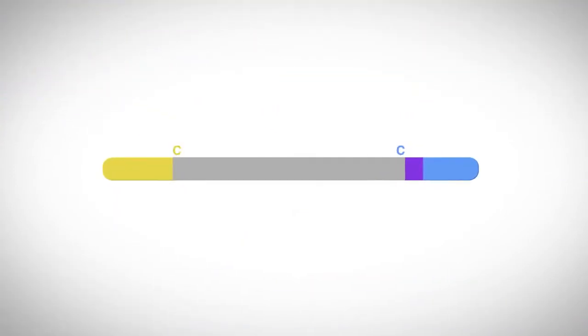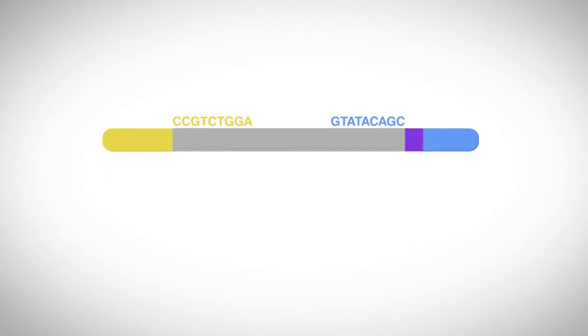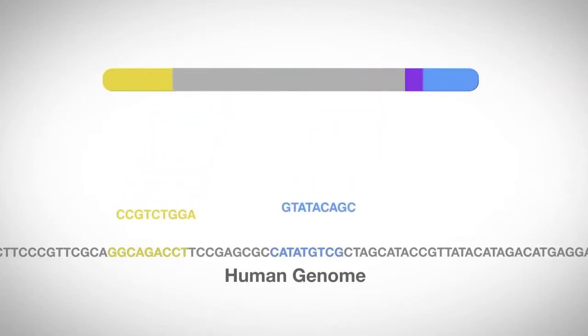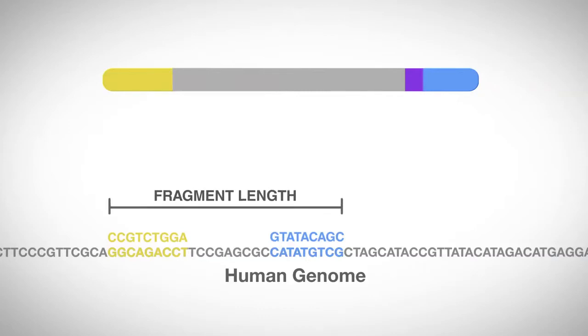Both ends of the cell-free DNA fragments are sequenced using short 36 base pair reads, shown here in yellow and blue, corresponding to the adapter ends. While the ends, not the entire fragment, are sequenced, paired end reads enable improved alignment accuracy and, more importantly, determine the cell-free DNA fragment length.